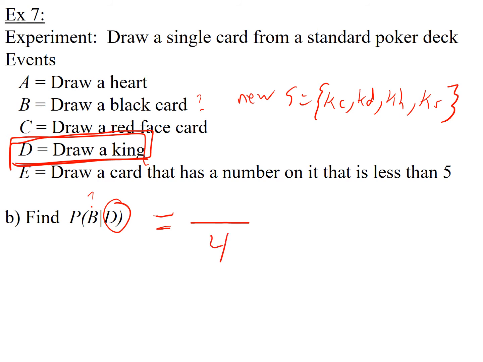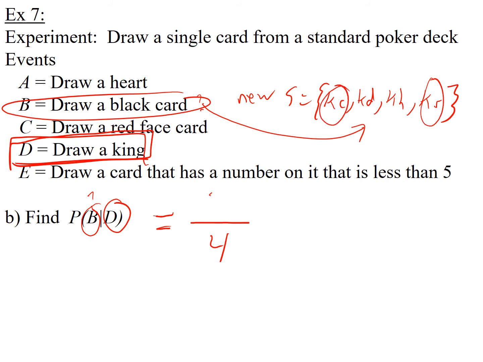And now I want to know how many in here are B, whatever B says, black. So how many of these are black? And the answer is 2 of them. King of spades, king of clubs. So 2 out of 4. If you tell me that I drew a king, there's only 1 of 4 options. If I want to know what's the probability now that I have a black card, well, of the 4 options, 2 of them are black. So 2 out of 4. All right, let's try the next one.